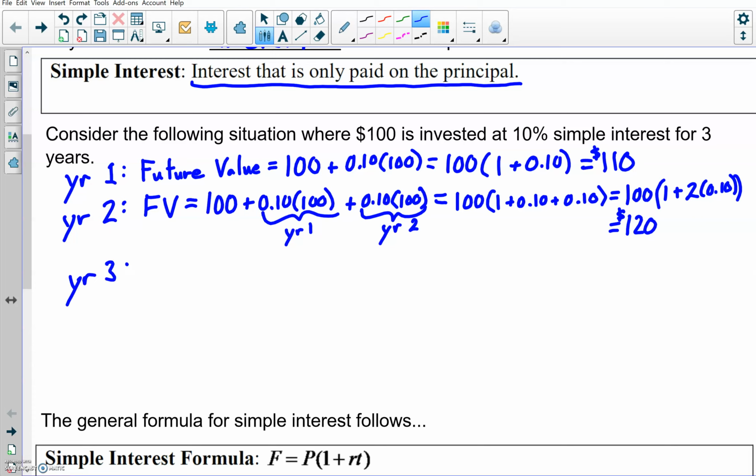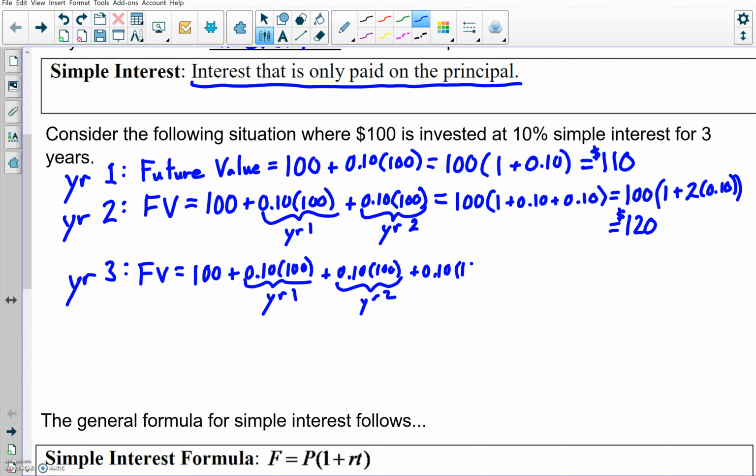So year 3, the future value, we're going to have the 100 that we started with. We're going to have the 10% of that 100 that we gained in simple interest in year 1. We'll have the 10% of that 100 that we gained in simple interest in year 2, and we're going to have the 10% in simple interest that we earned in year 3. And now what we get out of this is 100 times 1 plus 3 times 0.10, and that'll end up being $130.